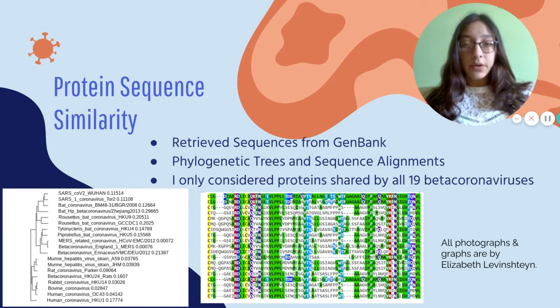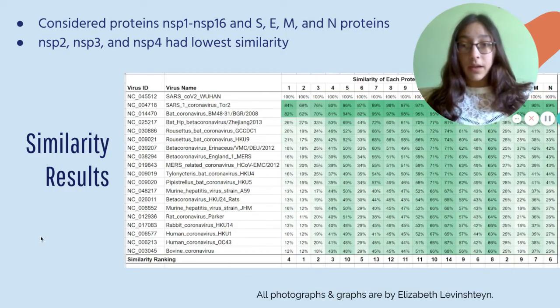I only considered proteins shared by all 19 beta coronaviruses to eliminate the possibility of accidentally using a protein that is more likely to mutate and disappear in the future. In addition, you can see in the sequence alignment, with every line being a separate beta coronavirus, there are a lot of similarities between the proteins. I considered proteins NSP1 through NSP16 and S, E, M, and N proteins. NSP2, NSP3, and NSP4 had the lowest similarity.